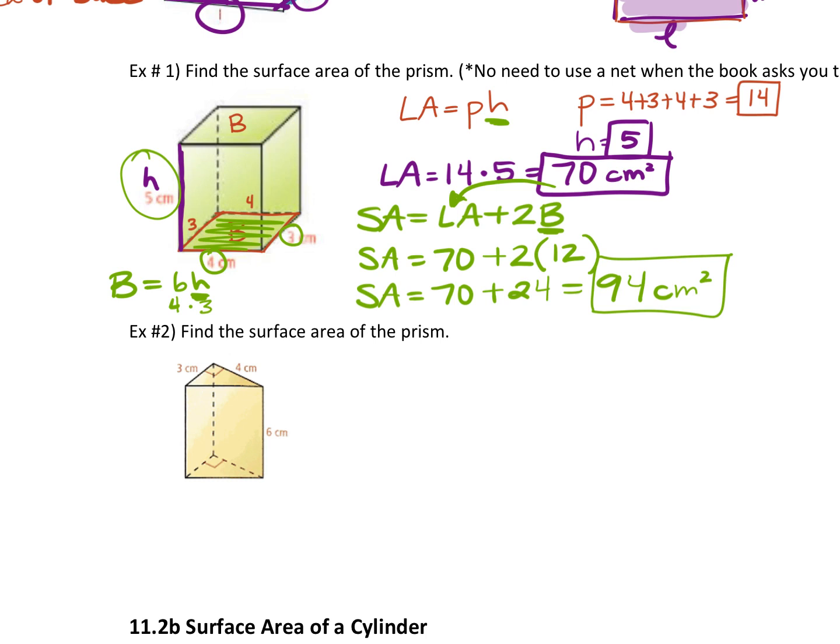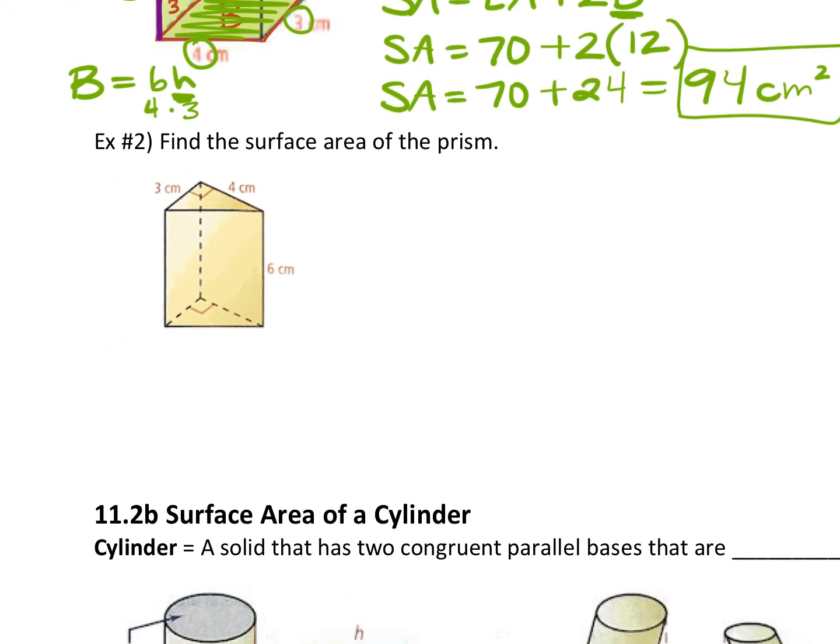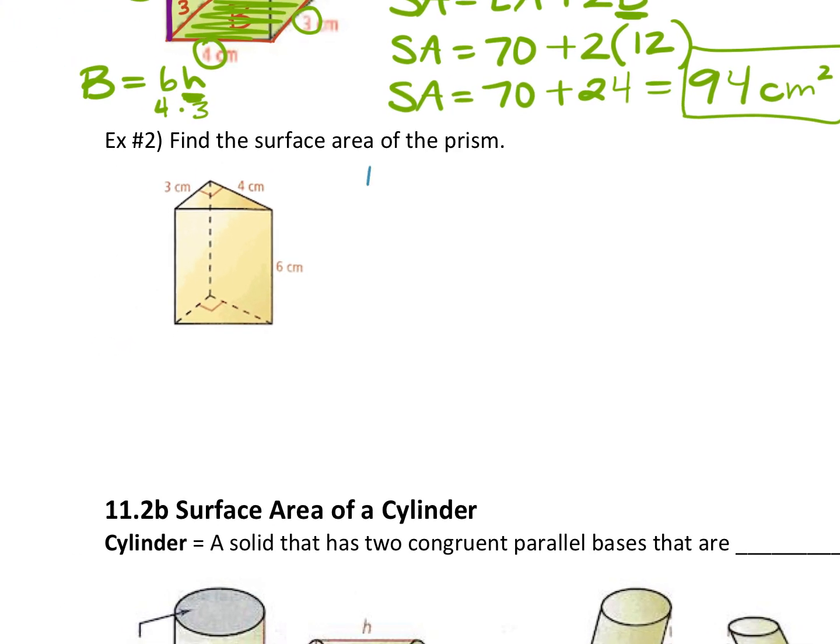Okay, look at number 2. It says find the surface area. That means we have to start with the lateral area. Okay, and it's a prism. Lateral area of a prism is what formula? PH. What does P stand for? Perimeter of the base. What shape is your base?